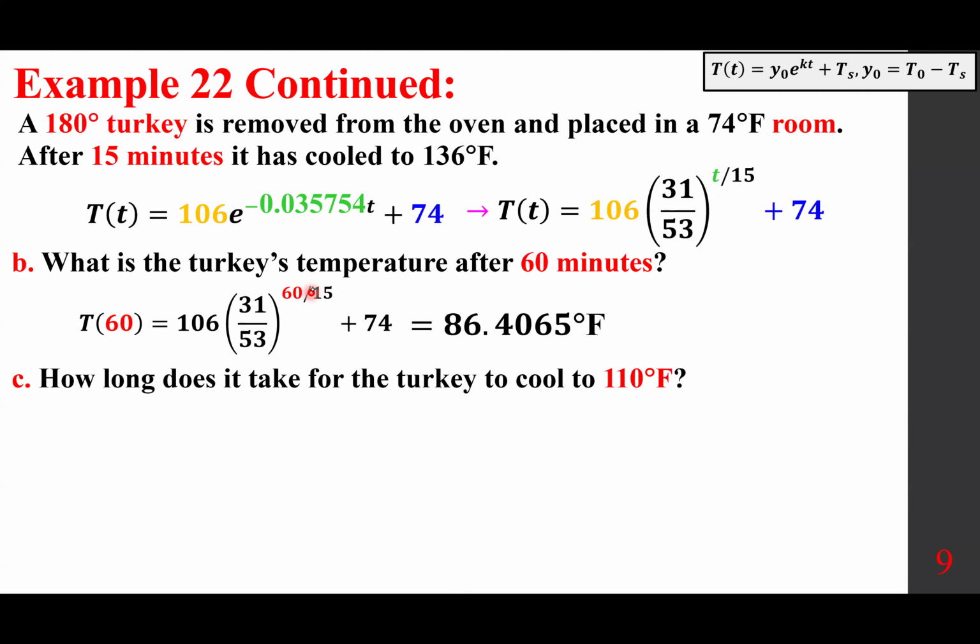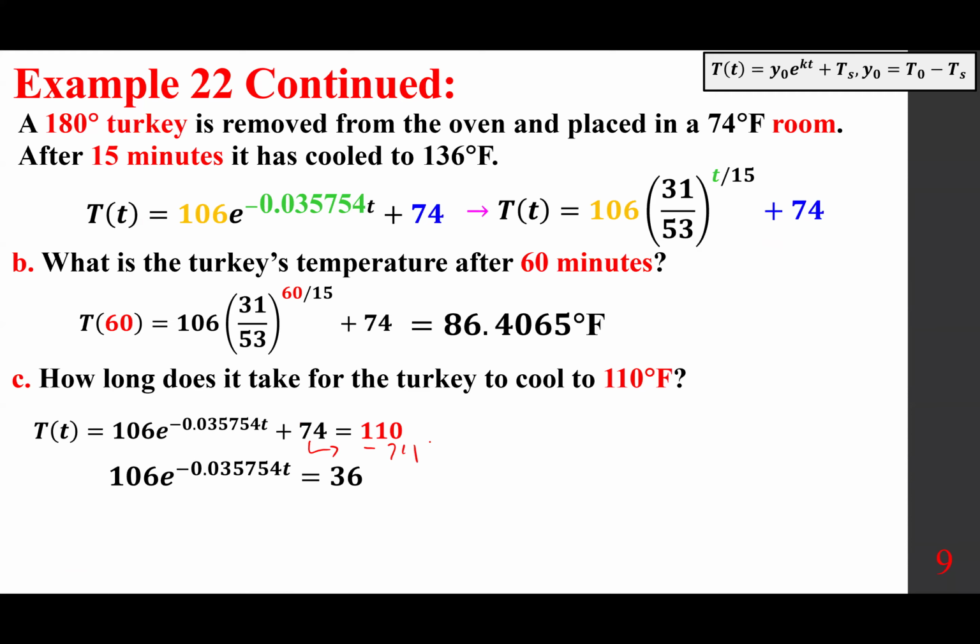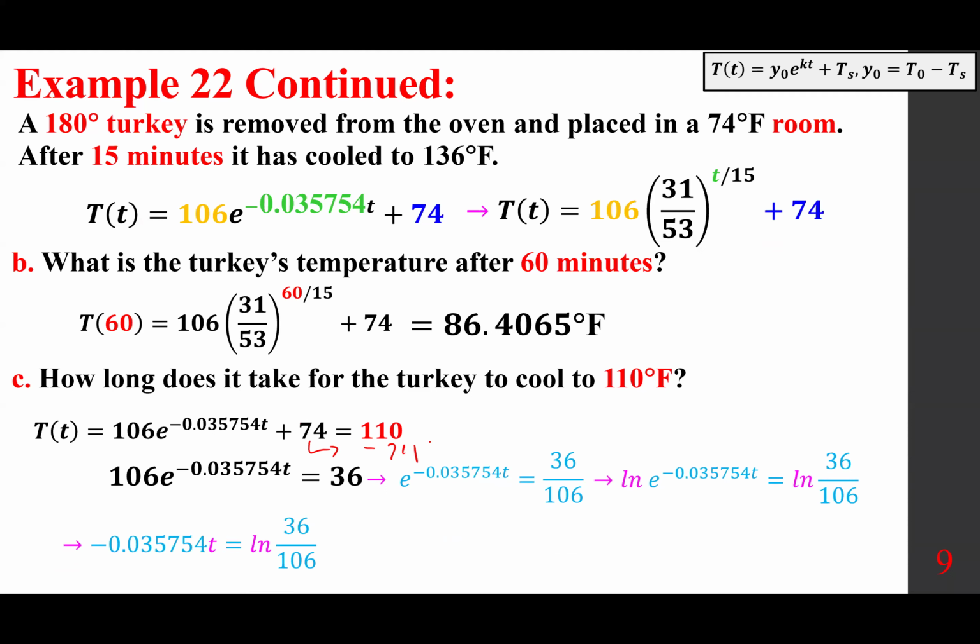As far as the number of decimals, you always go with many, many decimals, unless they ask for a specific number. So how long does it take for it to cool to 110 degrees? You can use any of it and set equal to 110. So the first thing is subtract 74, divide by 106, take a natural log of both sides, the left side becomes the exponent, and t is the right side divided by the coefficient of t. If you put that into a calculator, 30.2, roughly about 30 minutes.